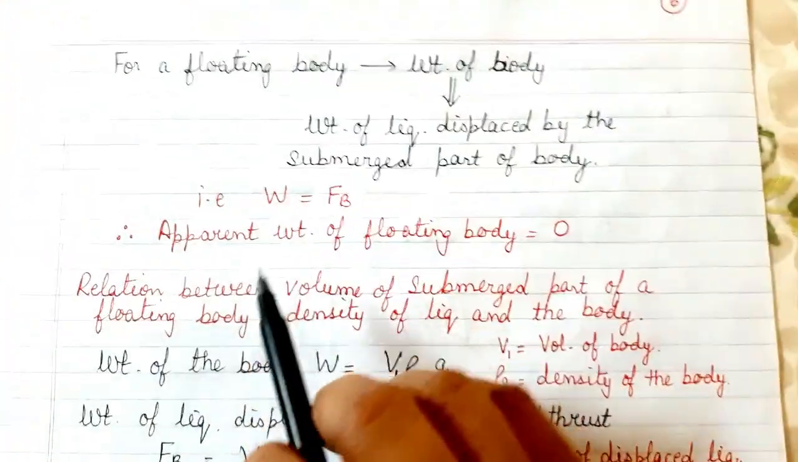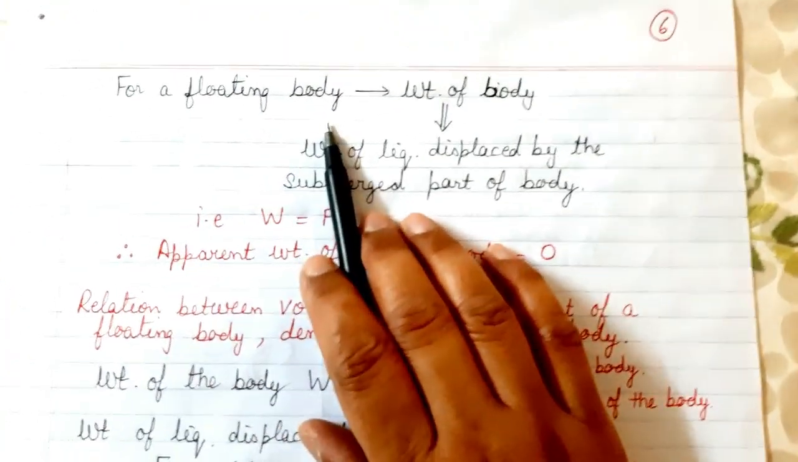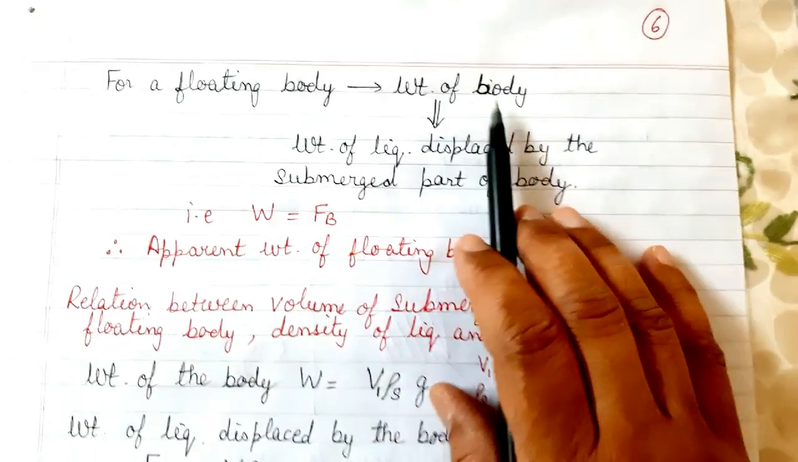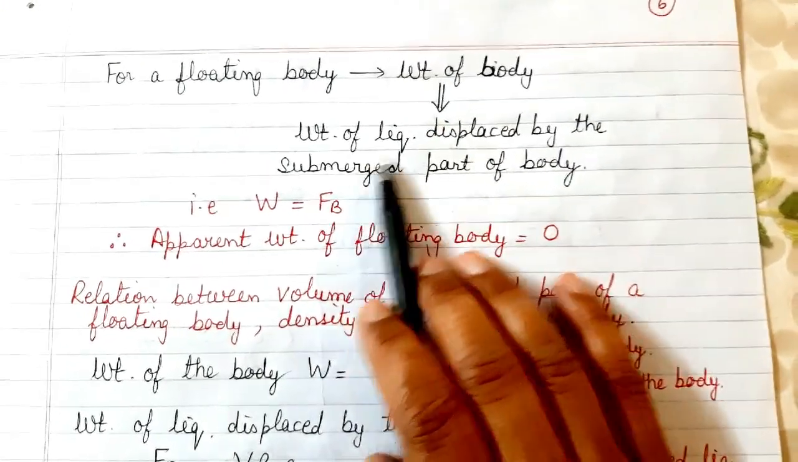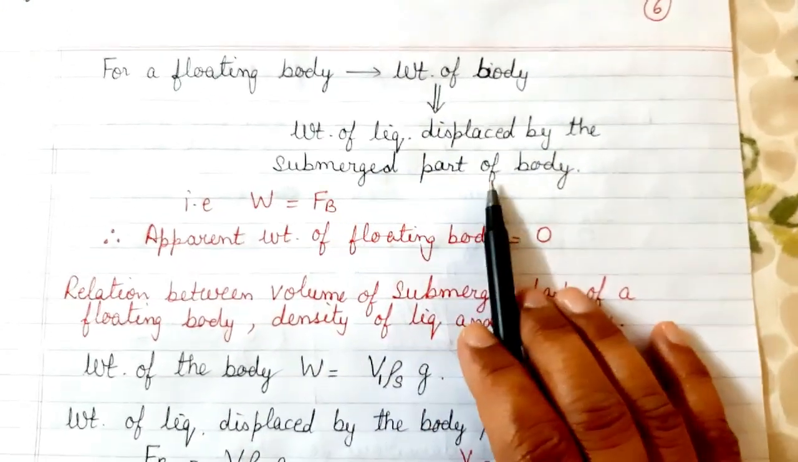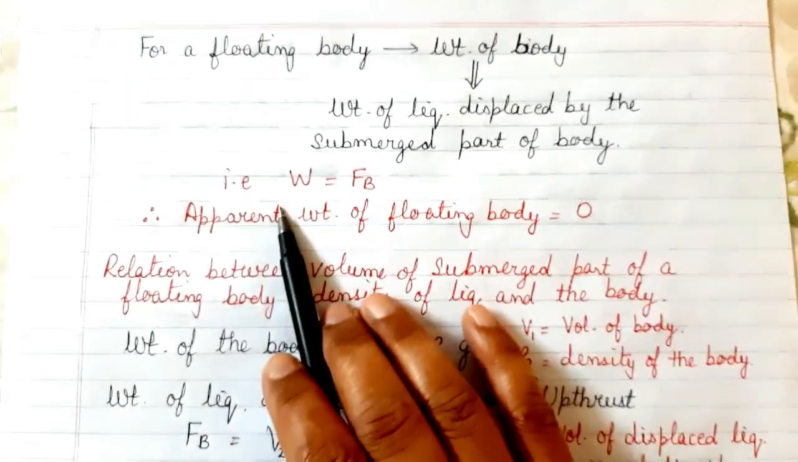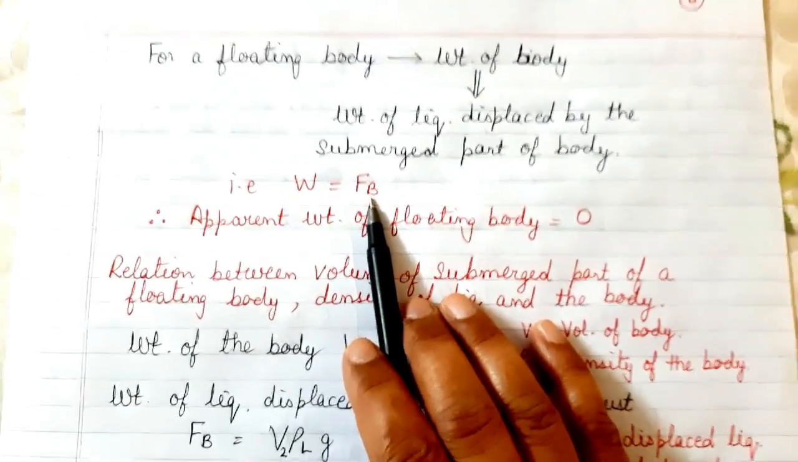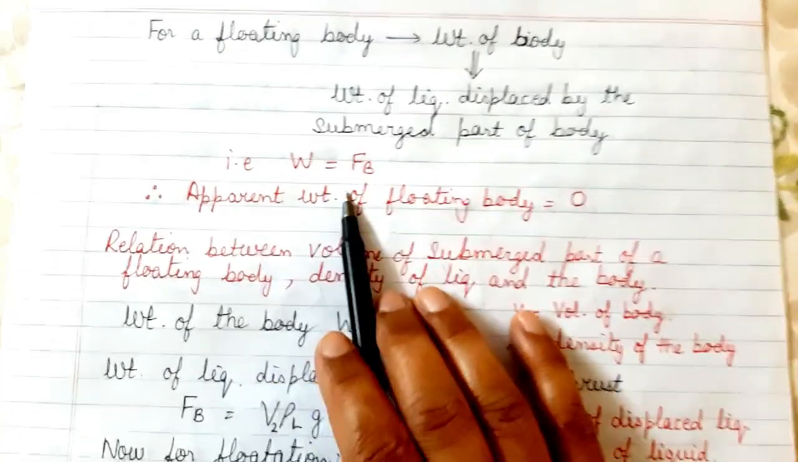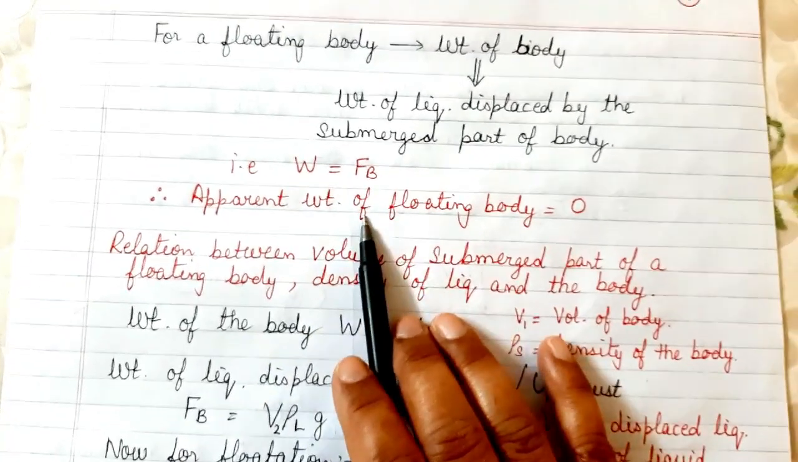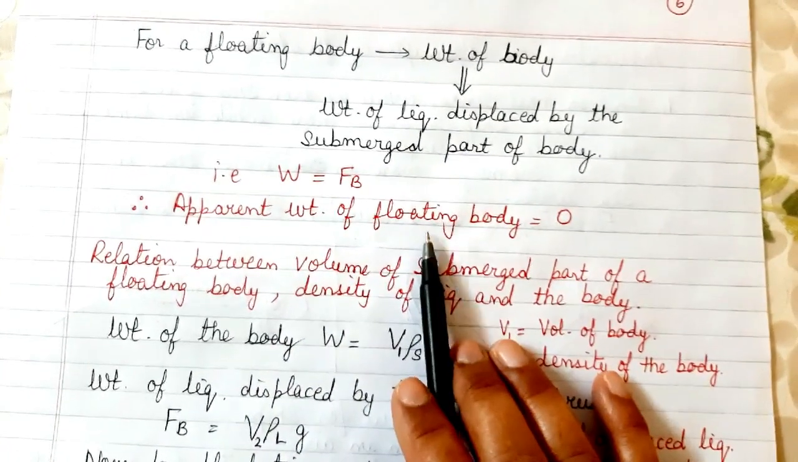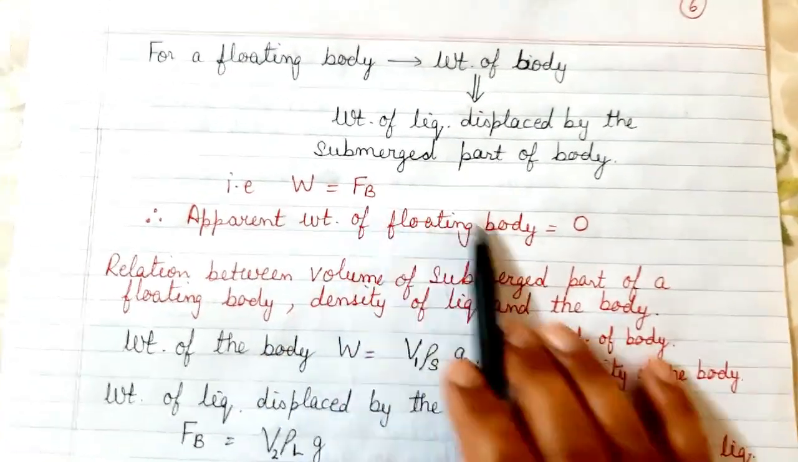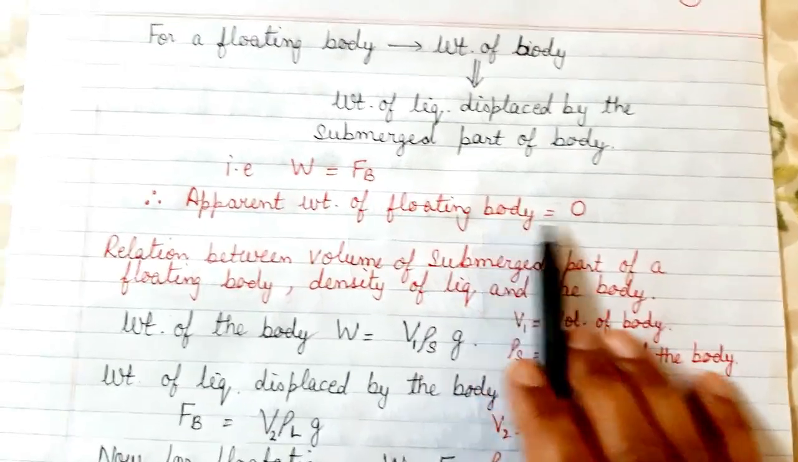From this flotation, what do we get? For a floating body, if a body is floating, then in that case, the weight of the body should be equal to the weight of the liquid displaced by the submerged part of the body. That is, W should be equal to FB. That is, when the weight of the body is equal to the buoyant force acting on it, that is case 2 we saw, then in that case, what is the apparent weight of the body? The apparent weight of the body is 0. Why is it 0? Because apparent weight is the real weight minus the upthrust. And when both are equal, then the apparent weight of the floating body will be 0.